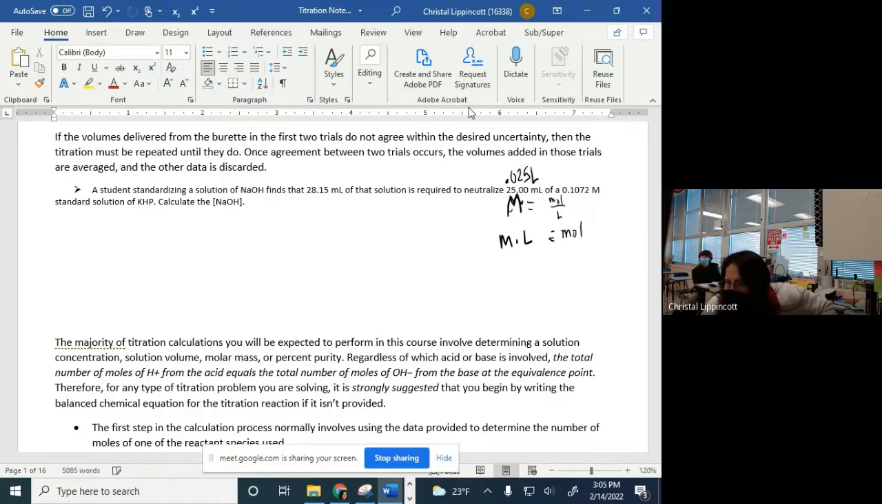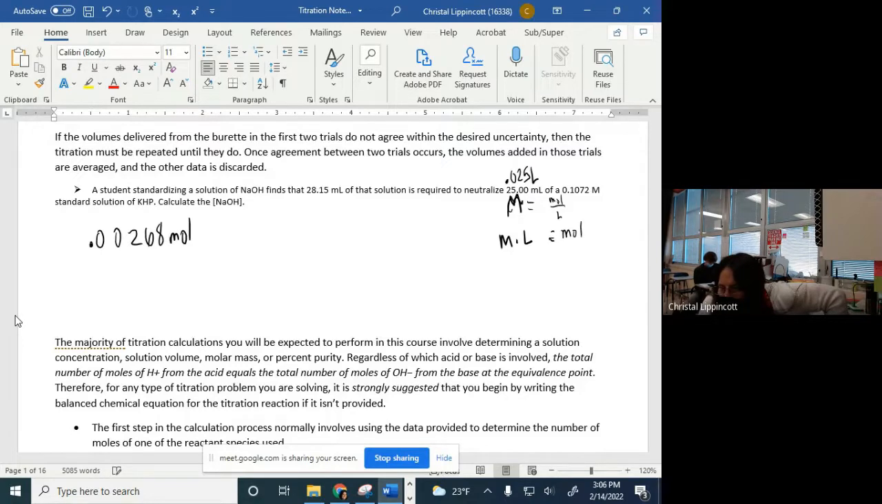Okay, so we've got this guy. We're going to figure out the moles here, which we multiply that 0.025 times this guy. That equals 0.00268 moles.